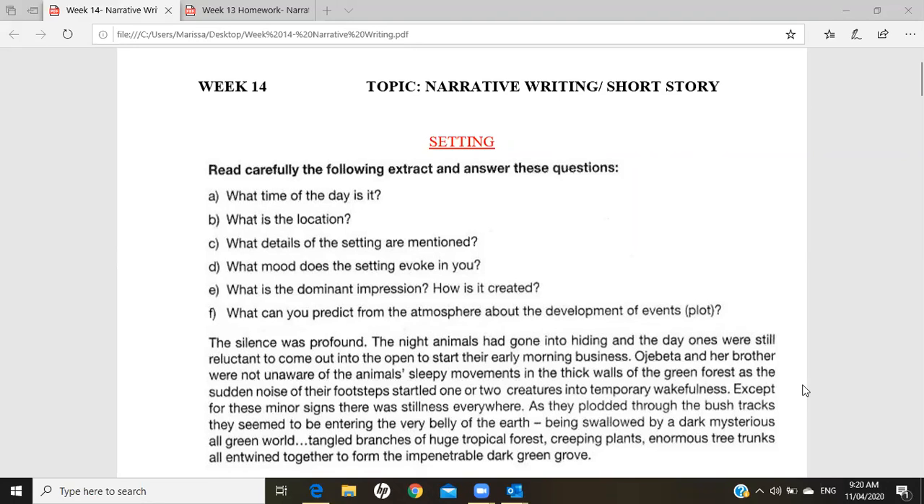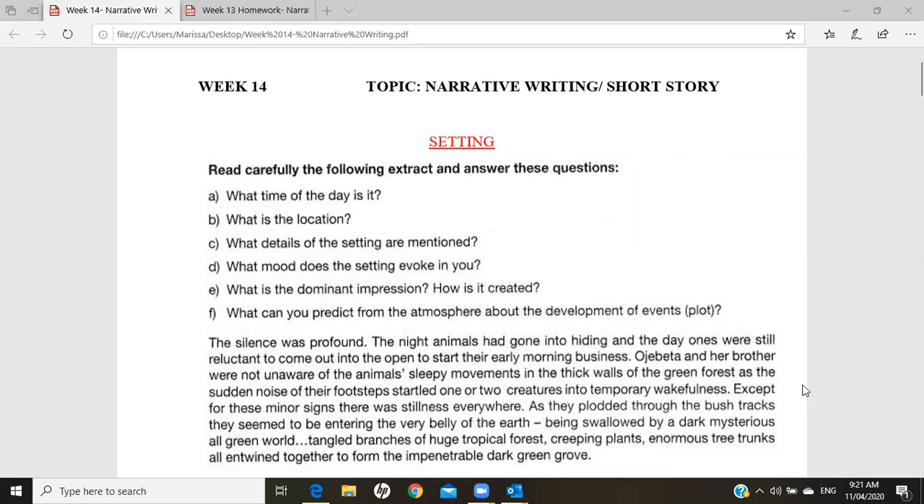Very good. Question B is for Jada. What is the location? So in terms of place, where do you think the story is set, Jada? In the forest. Yes, and how do you know that? Because of the sentence.